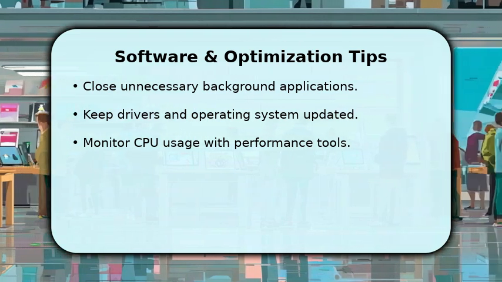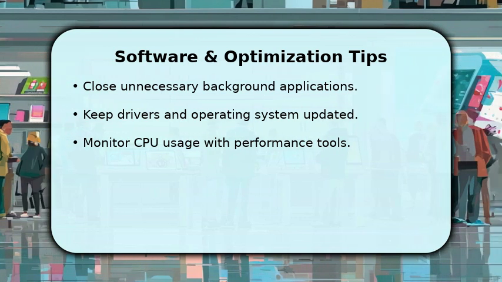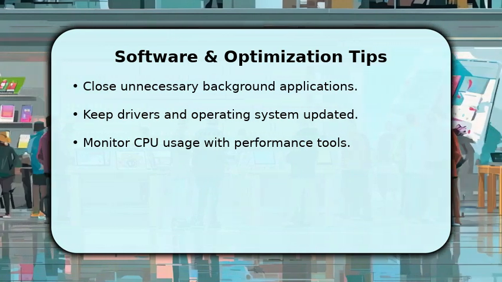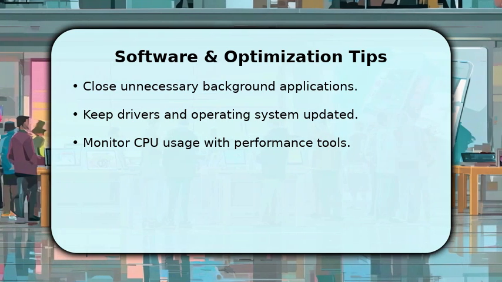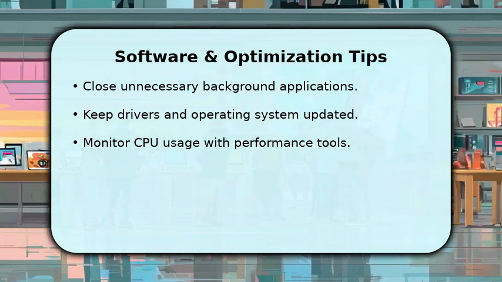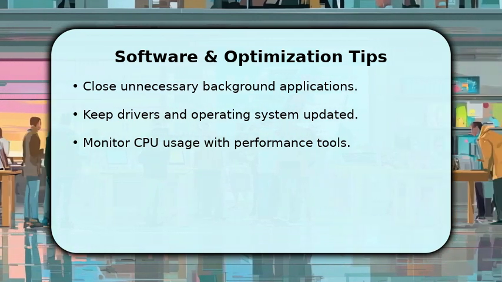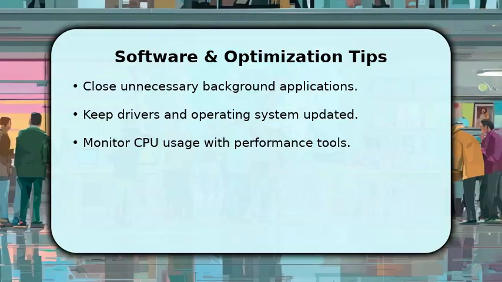Utilize performance monitoring tools like Task Manager or third-party software to identify resource-intensive processes. By managing your software environment efficiently, you ensure your CPU's power is directed where it's needed most, providing a smoother and faster computing experience.